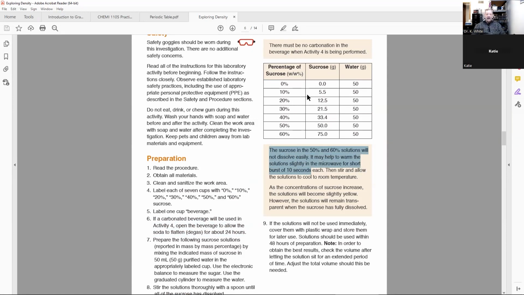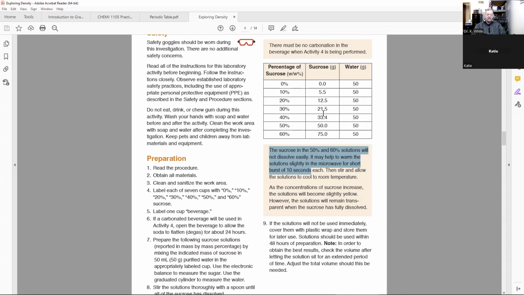Now, for each one, like 10, you'd have in your cup 50 milliliters of water. You'd weigh out 5.5 grams of the sugar and put it in. Now, your balance goes to two significant figures past the decimal. If you're trying to get 5.5 grams, don't spend 20 minutes trying to get 5.50 grams. If you're at 5.51, 5.52, that's okay. If you're at 4.98, that's okay. Or 5.4 or 4.9, that's okay. You can always take a little out or put a little in.